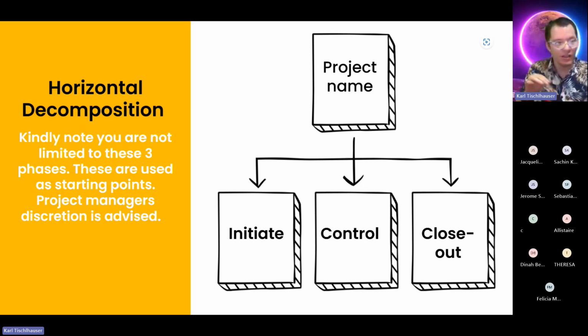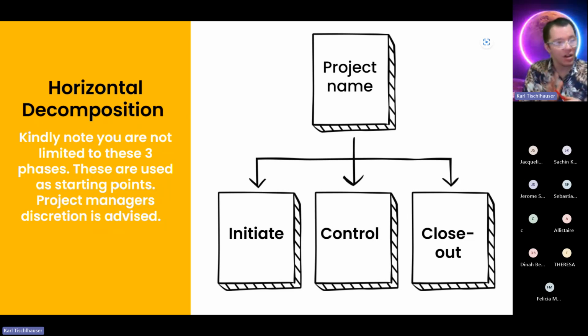Sometimes there's the monitoring and controlling phase. Sometimes they're separated. Sometimes they have a planning and execution phase. Having these three is not the only way to do it. Different projects have different needs, different requirements. That's why they'll have different types of phases. So don't limit yourself to just these three phases.